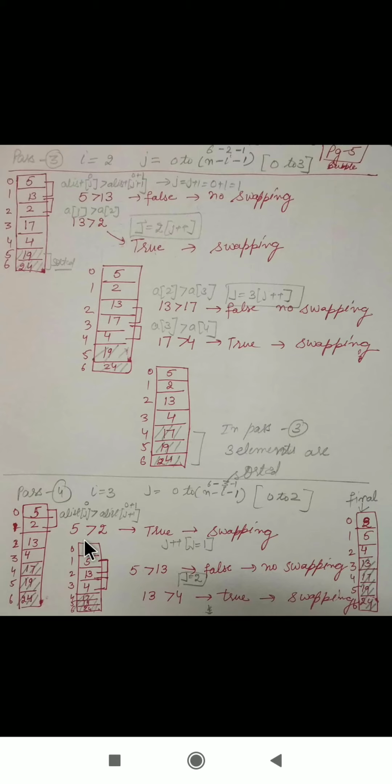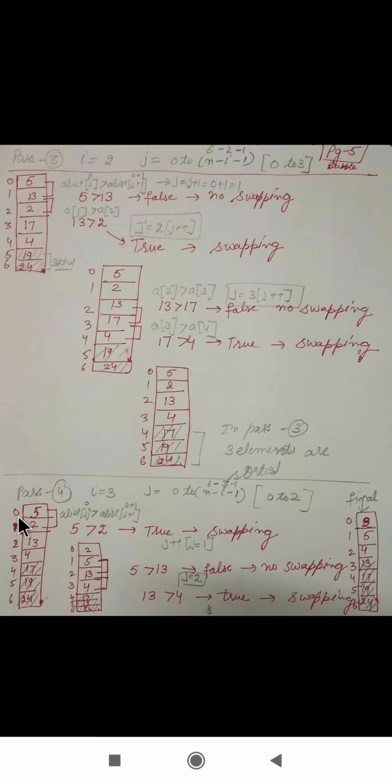Okay, now in pass 4 i will become 3. Initially i was 2, now i will become 3. So j, how will it vary? From 0 to n minus i, which is 3 here. So 3 minus 1, so it will vary from 0 to 2.